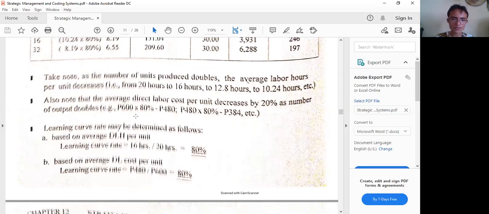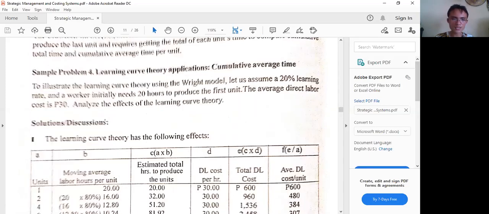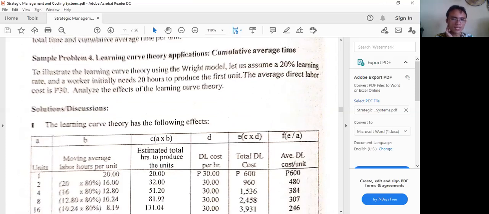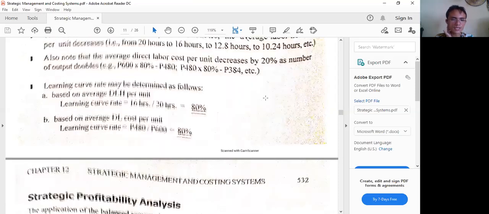The learning curve rate then is 80%. It has been said here: 20% learning rate, and so the learning curve is 80%.